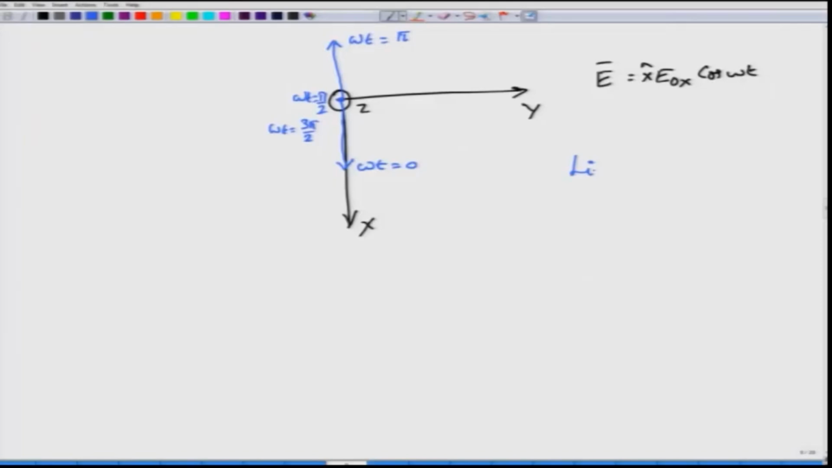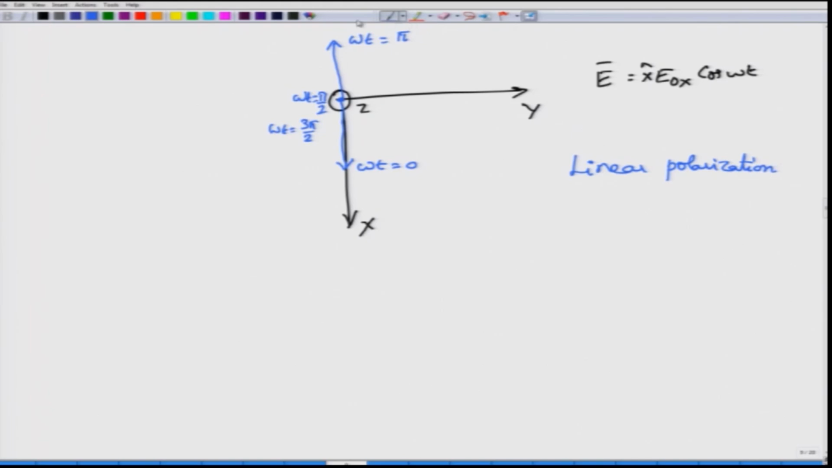Naturally, if you repeat this problem by assuming that E0 x is 0, but E0 y is not 0, then you will see that the field is oscillating only along the y axis. So, you have an x axis alone oscillating or a y axis alone oscillating. Such oscillations along a particular line is called linear polarization, and the wave is said to be linearly polarized along x or along y.